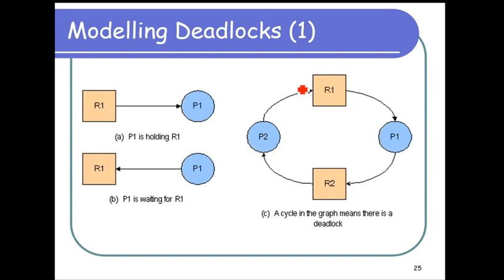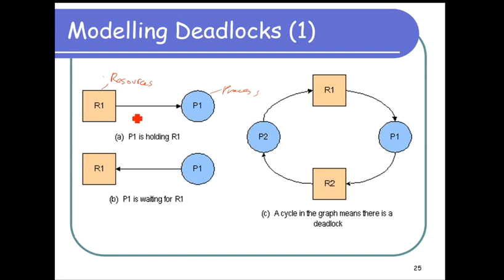In this directed graph, processes are represented by circles, and resources are represented by squares. This is a directed graph, meaning the line has a direction, a one-way direction. So R1 is serving P1.